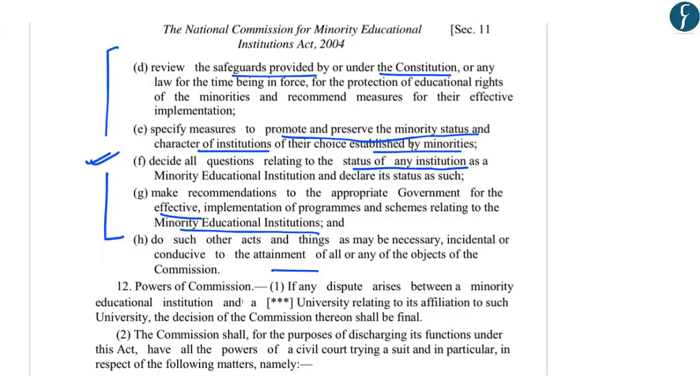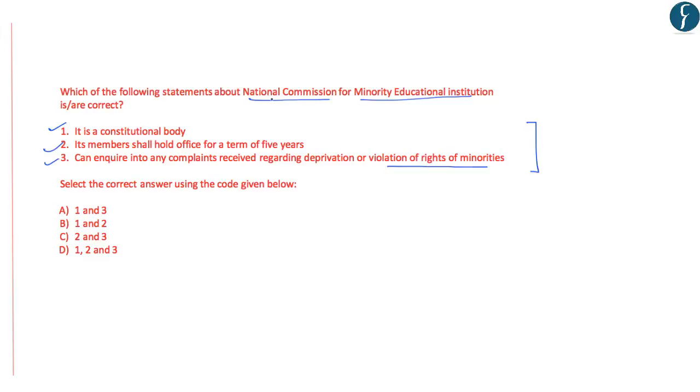So, after going through these particular facts about National Commission for Minority Education, let's try to answer that question again. Which of the statements about National Commission for Minority Educational Institution is correct? It's a constitutional body. No, we saw that it was constituted under an act, hence it's a statutory body. Second, its members shall hold office for a term of 5 years. Correct, as was mentioned in the act itself. And it can inquire into any complaints received regarding deprivation or violation of rights of minorities. Yes, this is also correct. Thus, the correct answer would be 2 and 3. So here the correct option is C.